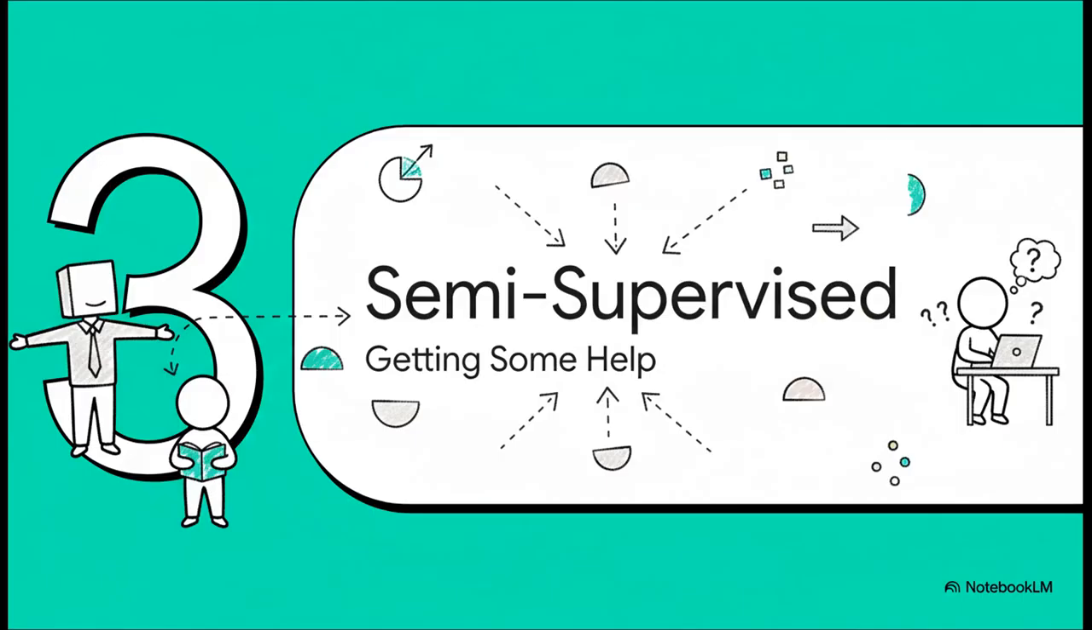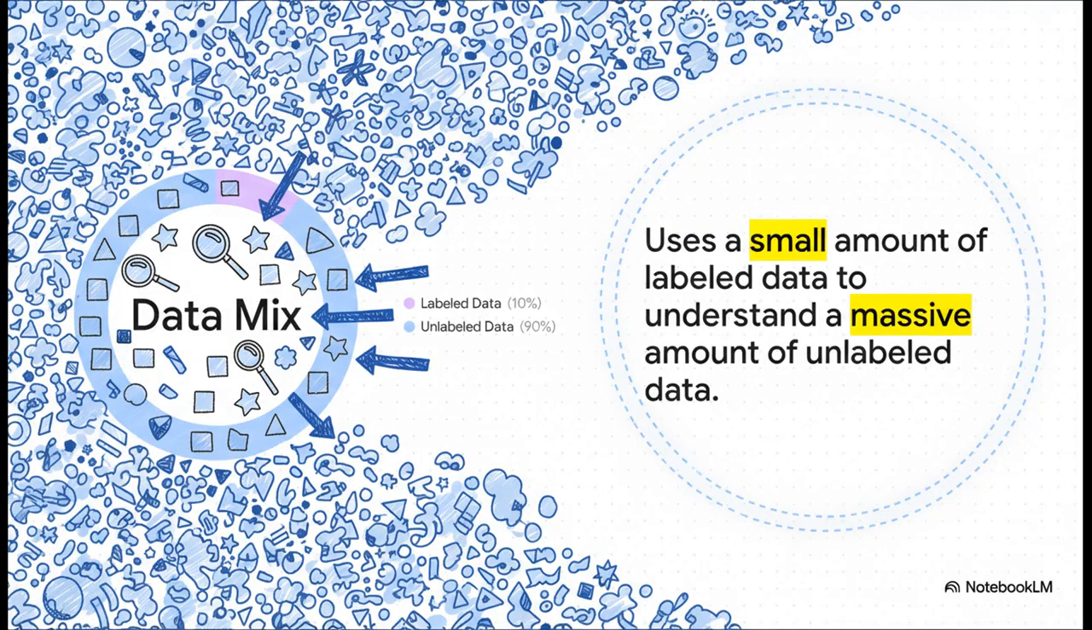So, we have learning with the teacher and learning completely on your own. But what if there's a middle ground? Of course there is. That brings us to our third type, semi-supervised learning. Now, this is where machine learning gets really, really practical. Why? Well, because manually labeling data is incredibly expensive and it takes forever. The genius of this approach is that you can use a small, affordable amount of labeled data to unlock the potential of a massive, basically free amount of unlabeled data. It's the best of both worlds.